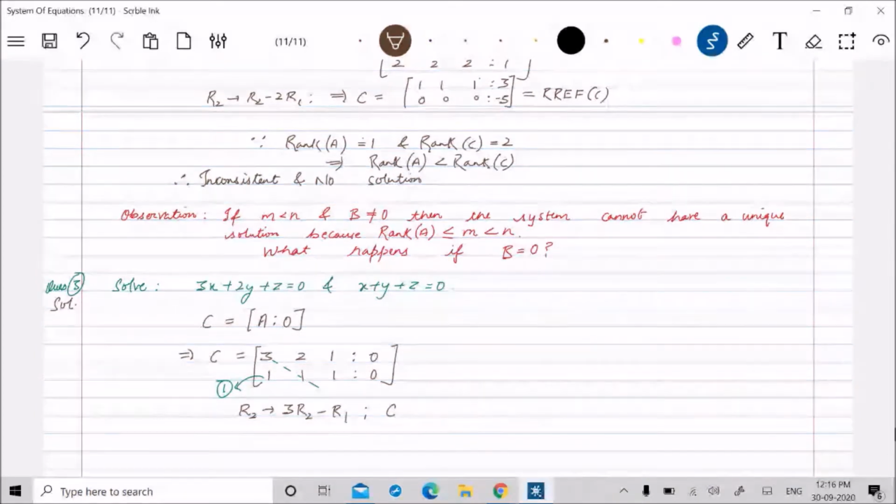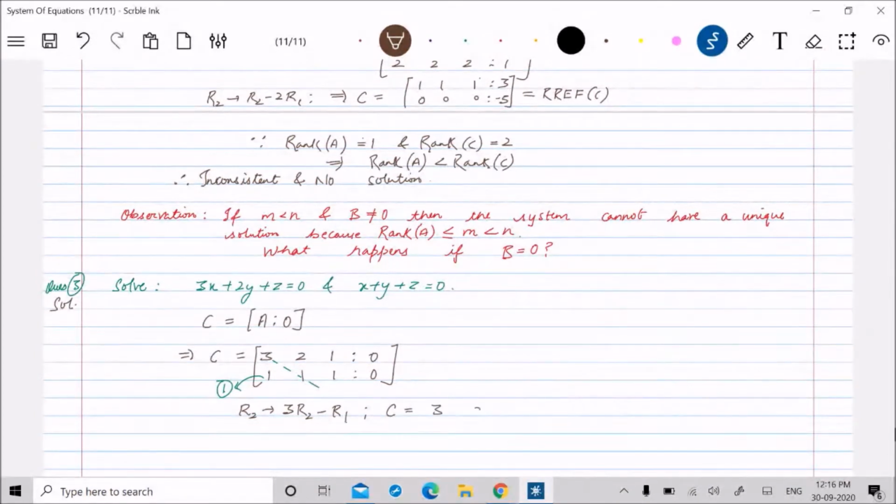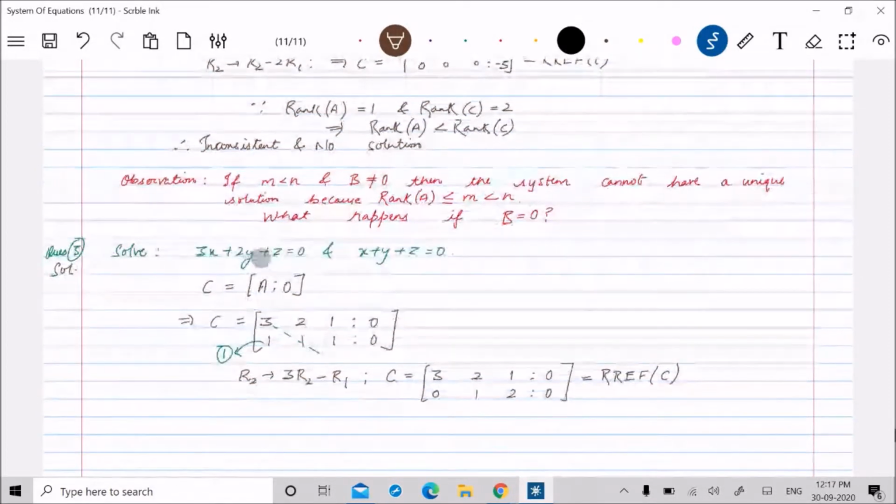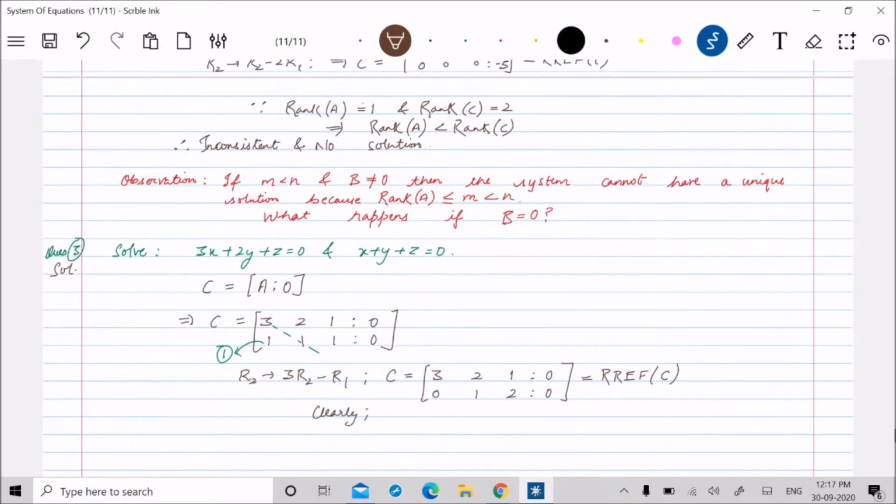So while using this operation, I will get 3, 2, 1, 0, and this will be 0, and 3 minus 2 is 1, 3 minus 1 is 2, and this is 0. So you observe that this is now the row reduced echelon form of C. And here, if you observe the rank of this matrix A, the rank is clearly 2, right?